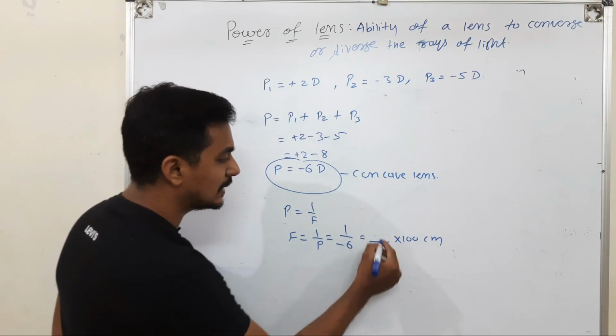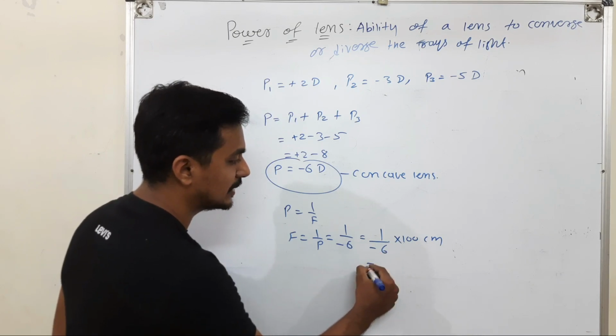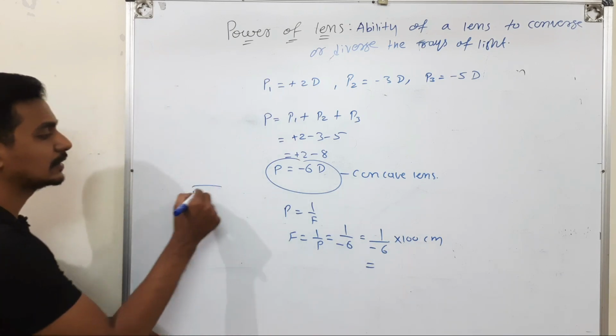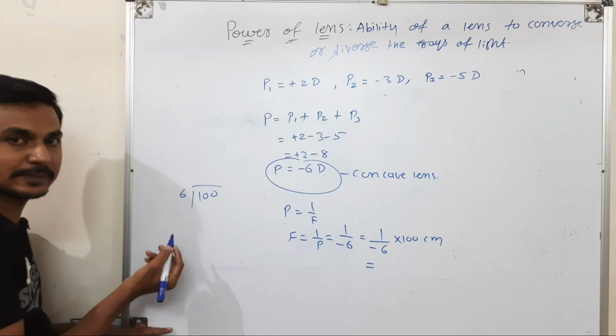So to make it easy, I have done this. So here minus 6. Now just divide 100 by 6. So your final answer will be minus 16.66 centimeter.